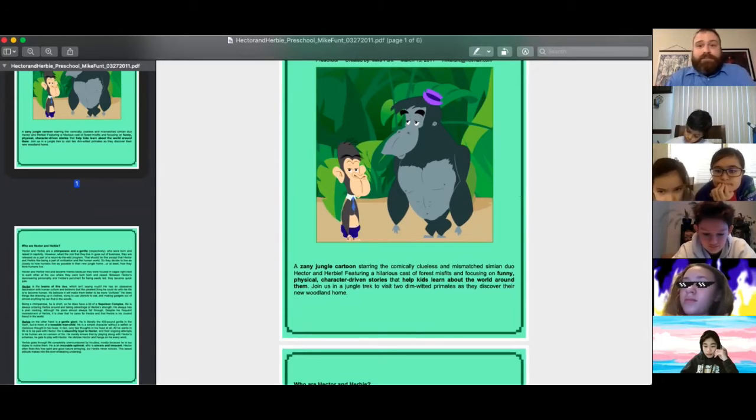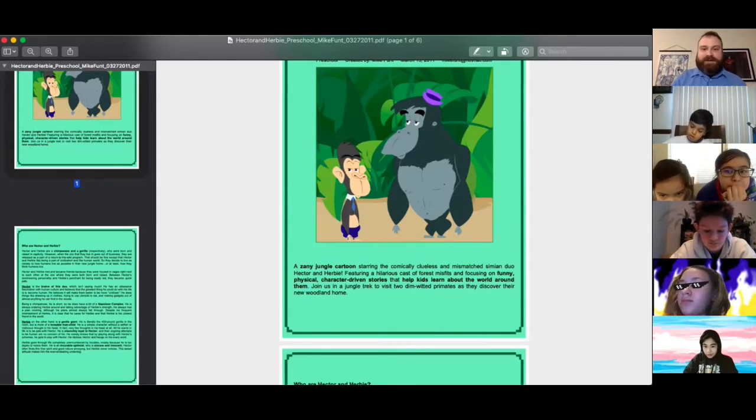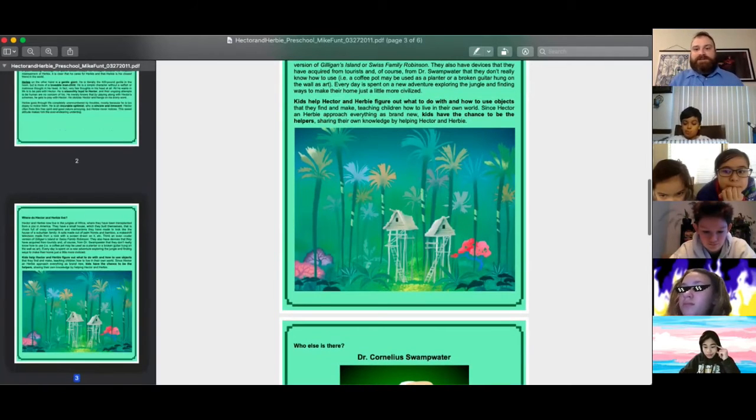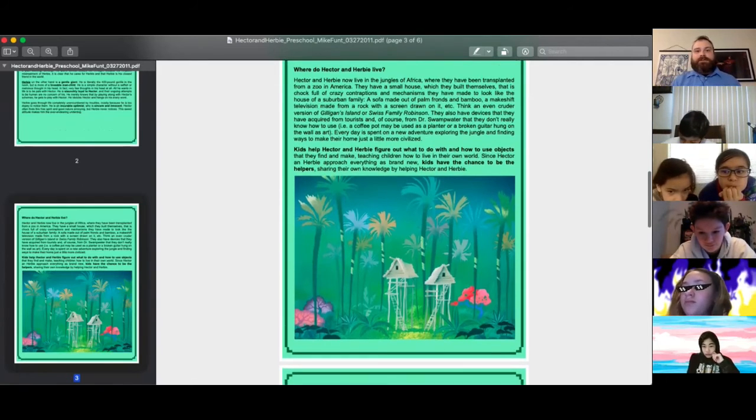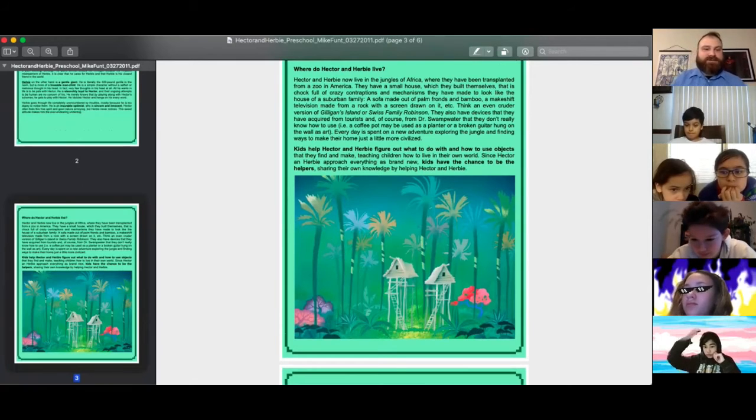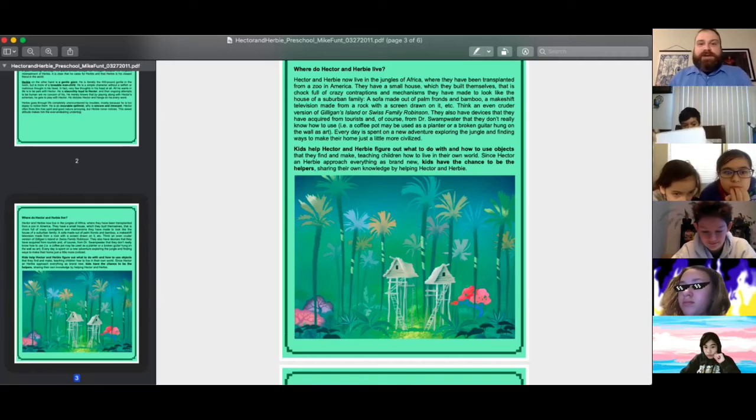But Hector and Herbie don't like the idea of that. They don't want to be in the wild. They have gotten used to the human comforts, and so they have to deal with being jungle animals and having to figure that out. And so they try to live their best, quote unquote, civilized human life in the jungle. So they build themselves little houses, and they try to find objects in the jungle that they can use to approximate human things. Kind of like Gilligan's Island or Swiss Family Robinson, they try to make human things out of whatever they can find in the jungle, and they try their best to approximate living like humans in the jungle.